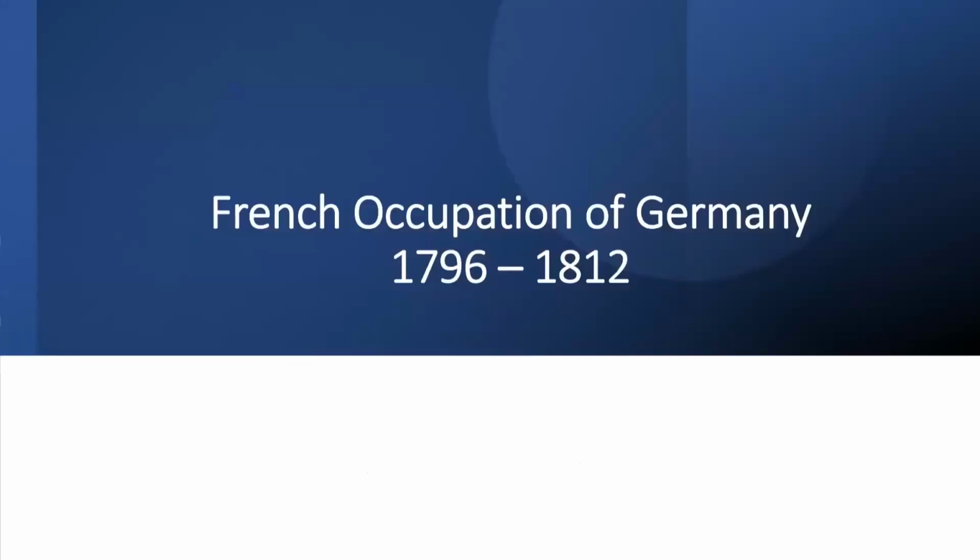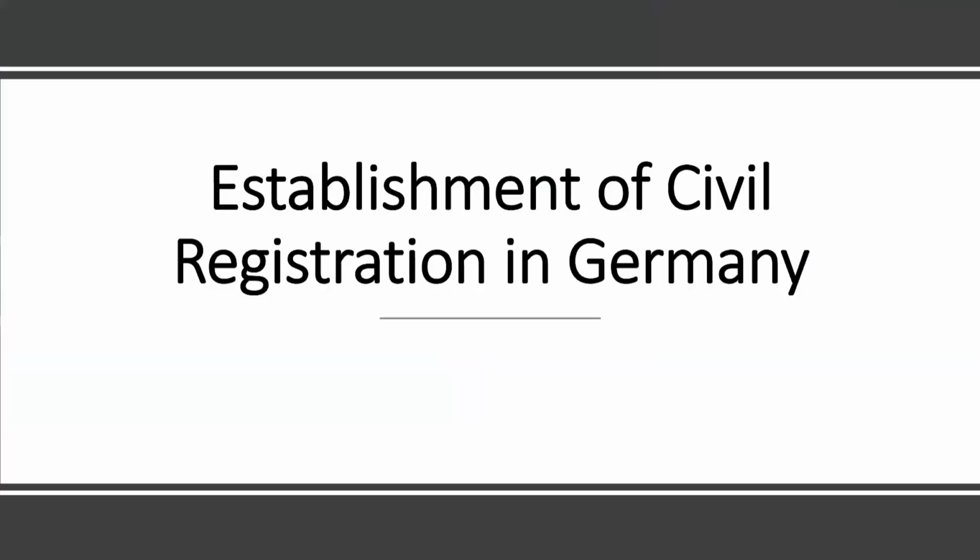French occupation of Germany from 1796 to 1812. What was established in France after 1792 was established in some areas of Germany that France occupied, including civil registration and the French Republican calendar. Civil registration for all of France began in 1792. This was not the case in Germany.